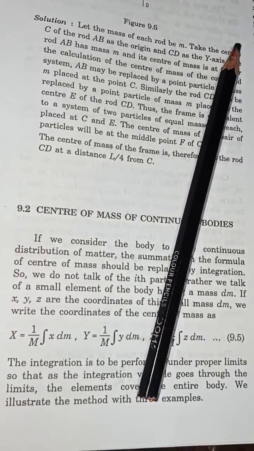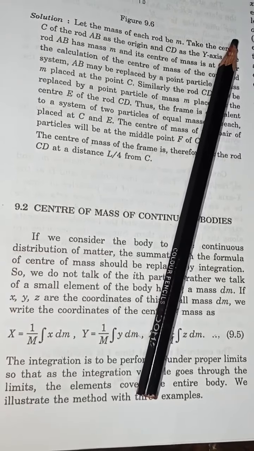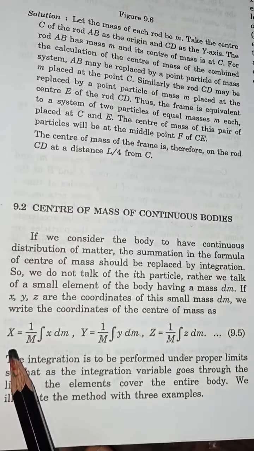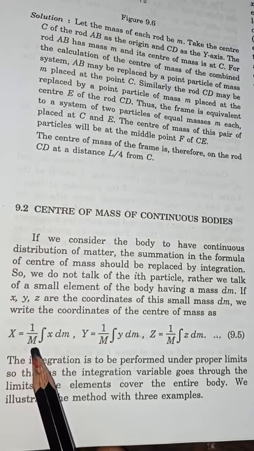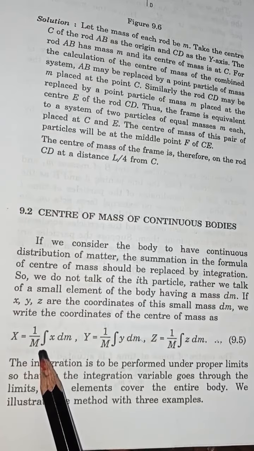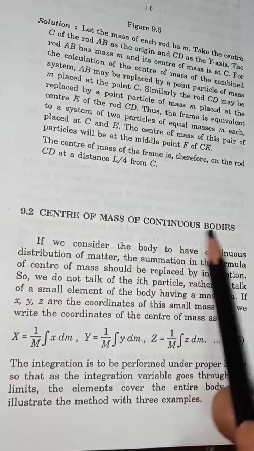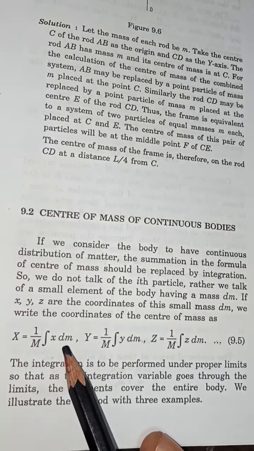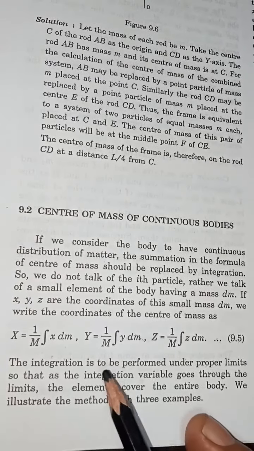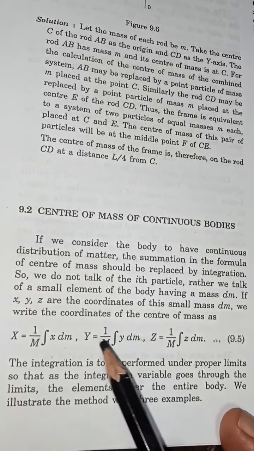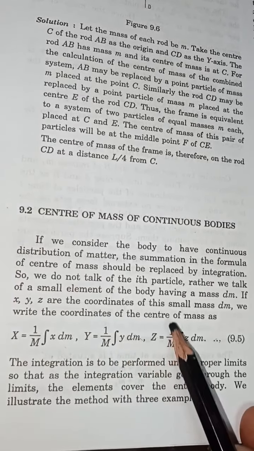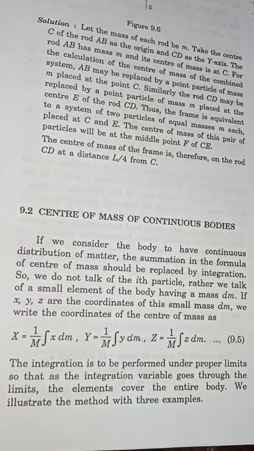Suppose I have to find the x coordinate. So this is 1 upon m, the reciprocal of the mass, into the integration. In place of summation, for a continuous body it will become the integration of dm, that is a small mass, into x. Along the y-axis, the reciprocal of m into the integration of y dm, and z is equal to 1 upon m into the integration of z dm. This is very important.